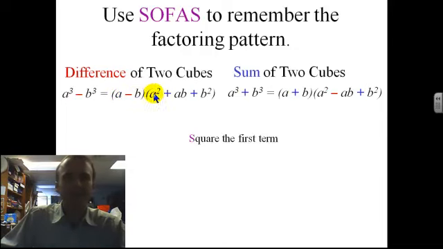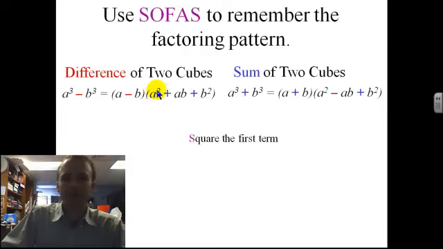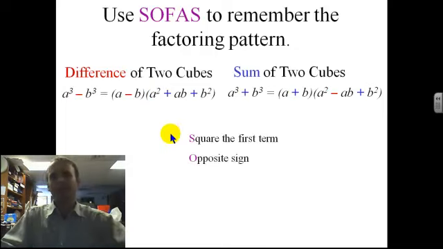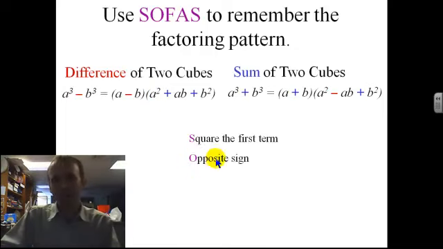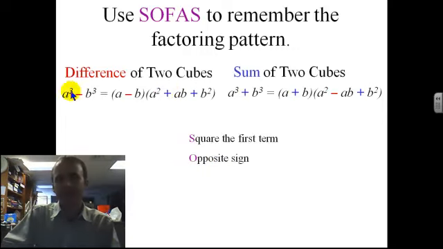Now the second one, this is a trinomial and it's to the second degree. So the S in SOFAs, square the first term. So this tells you how to create this trinomial. I'm squaring my first term. My first term is a, so I have a squared. Now O stands for opposite sign. That's this sign right here. Well, since I have a difference, a cubed minus b cubed, I put an a minus b.